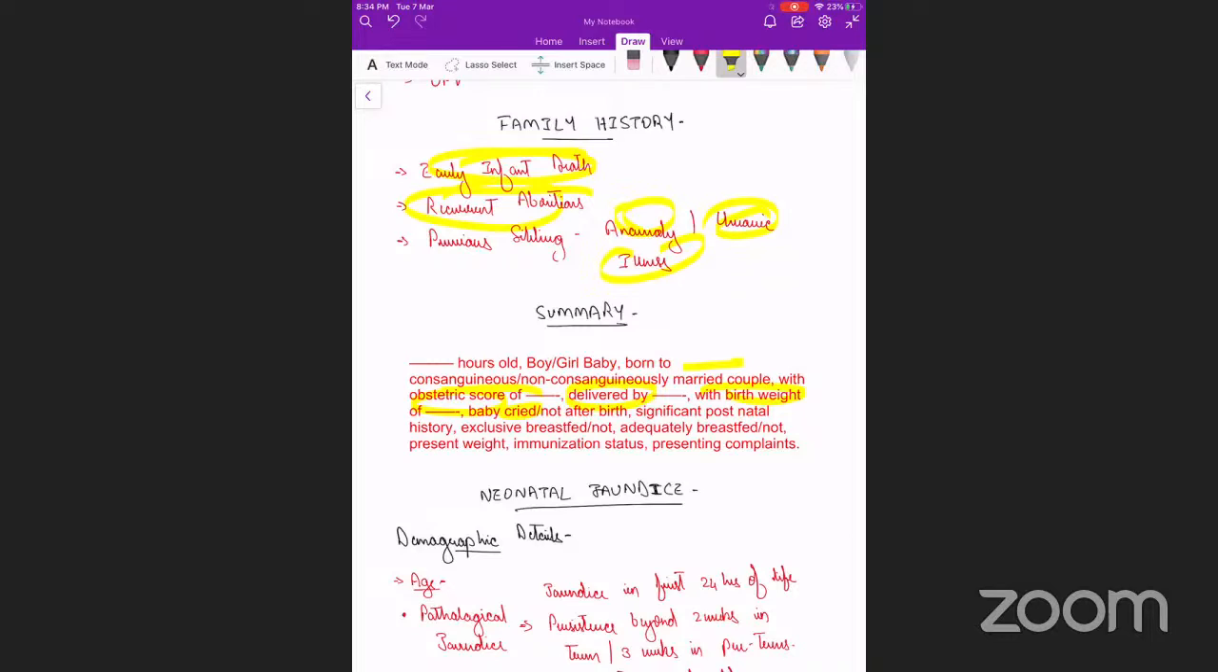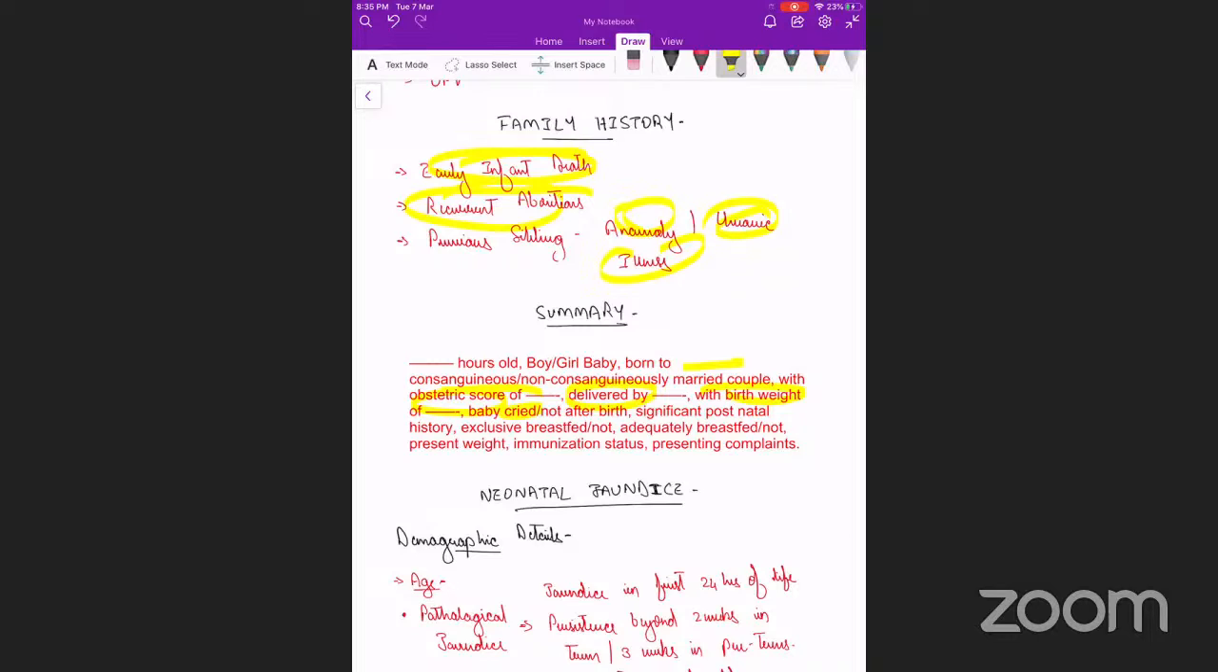And we'll also have to ask in the breastfeeding details whether any top feed was given. Like there is a tendency to give honey, correct? There is a tendency to give as per the traditional requirements, whatever they've given. So it is also important to ask regarding that and counsel the parents and attenders as to not to do that, and motivate them to give exclusive breastfeeding. Okay, and whether the breastfeed given was adequate or not, present weight of the child, immunization status, and the presenting complaints. So that is how we summarize.